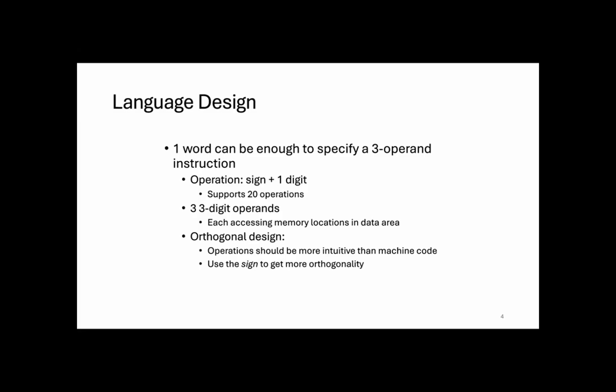So by having such constraints, we are making sure that the programmer cannot access the program locations and rewrite them, treating them as data, because he can only access 1000 locations. So we're making it harder to make mistakes in the memory. We're also going to have an orthogonal design, and we're going to talk more about orthogonality, but the whole point is the operations should be more intuitive than machine code. We want to make it easy, and we're going to make use of the sign to give more orthogonality in our operations, and we're going to explain that in more detail.